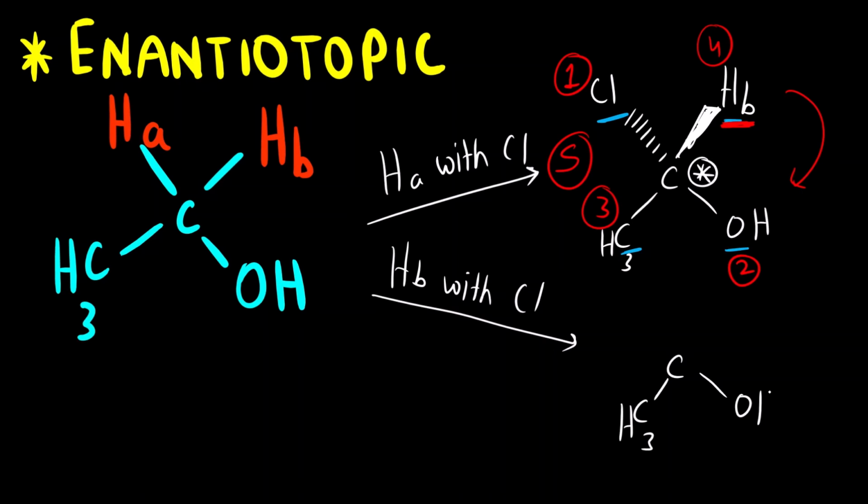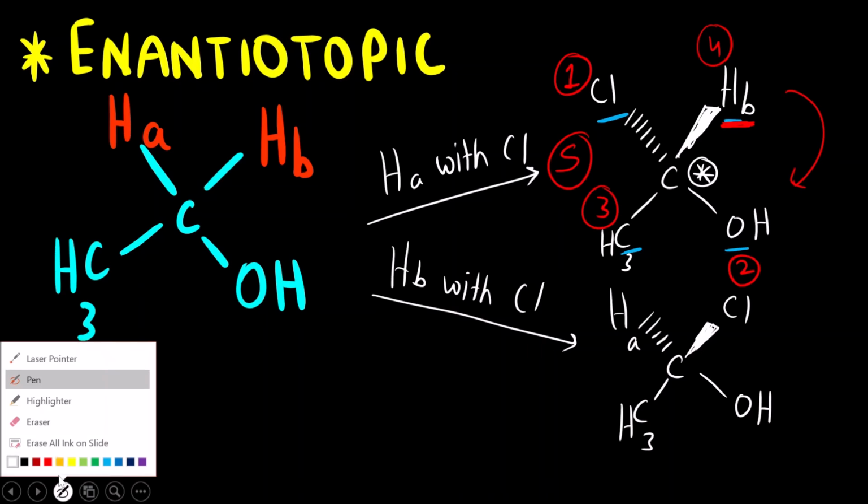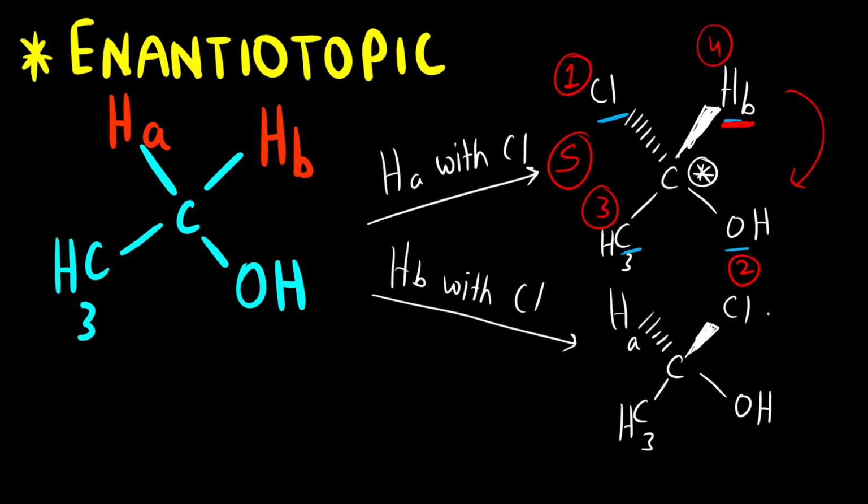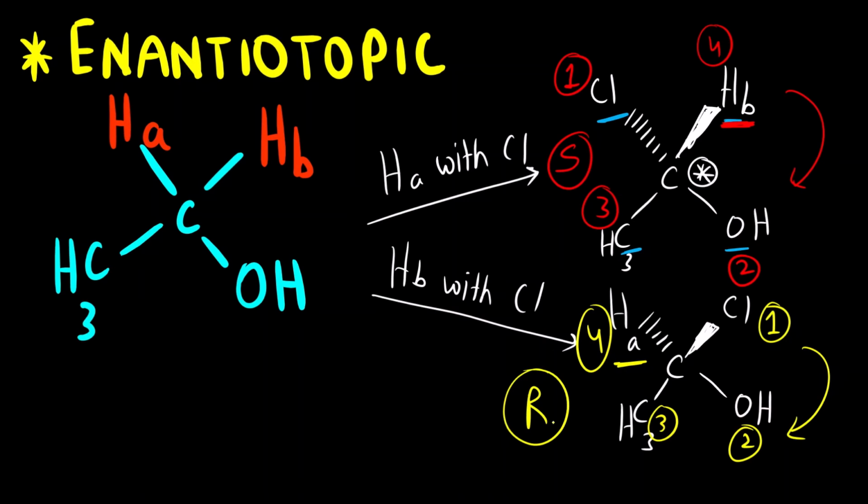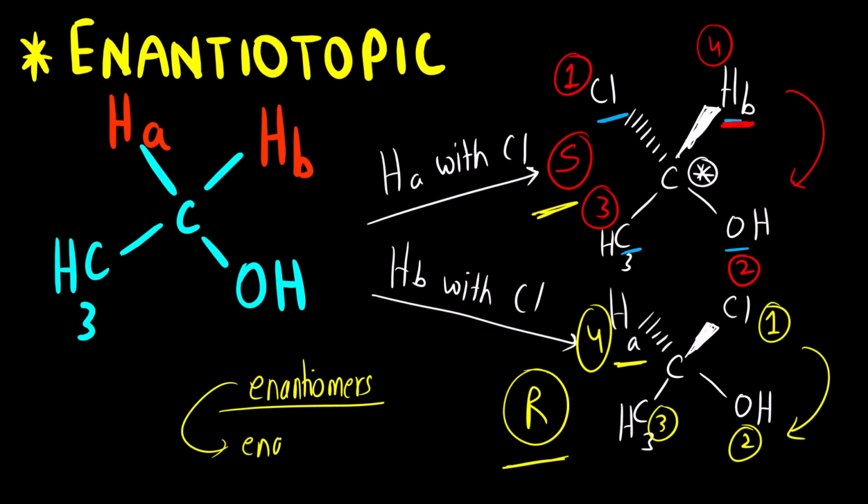CH3, OH. Now below the plane there is hydrogen, HA will remain as it is, and above the plane I am putting Cl. Again we do the same thing: we assign numbering, 1 chlorine, 2 oxygen, 3 carbon, 4 hydrogen. So 1, 2, 3. Now it is again clockwise, but the fourth priority group is on the dash bond, so the absolute configuration will remain R. One is S, another is R. They are enantiomers. Since they are enantiomers, the relation between HA and HB is enantiotopic.